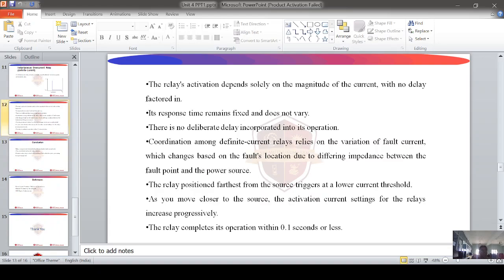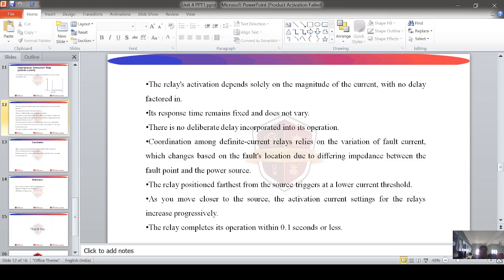Working of instantaneous relay. The relay trips when the current exceeds the pickup value. So the operation time is very short, that means less than 0.1 second. Its response time remains fixed and does not vary.